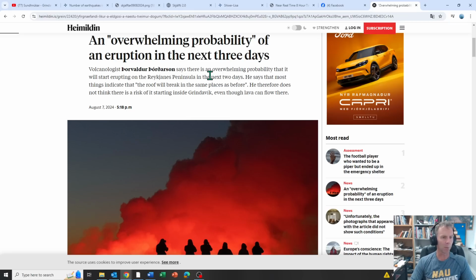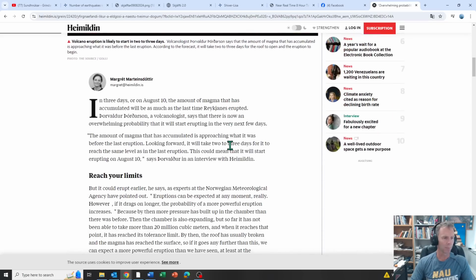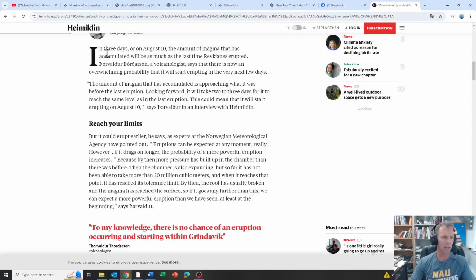So, high probability of an eruption in the next 2 days. He does not think there's a risk of it starting inside Grindavik, even though lava can flow there. That's things we've talked about in the past. And then here he says, and this is a quote, the amount of magma that has accumulated is approaching what it was before the last eruption. Looking forward, it will take 2 to 3 days for it to reach the same level.